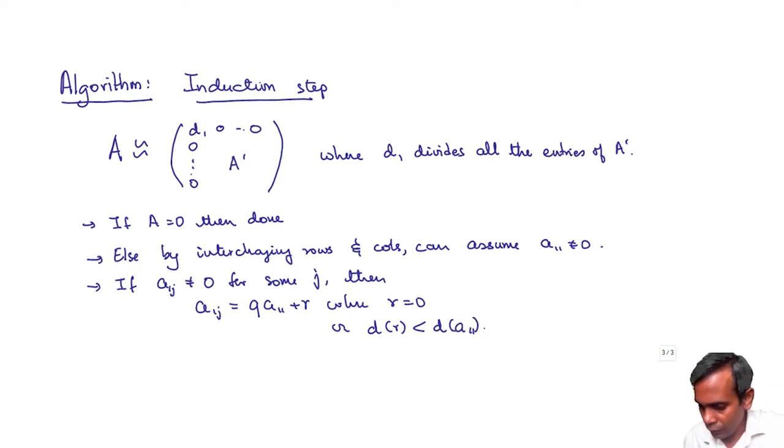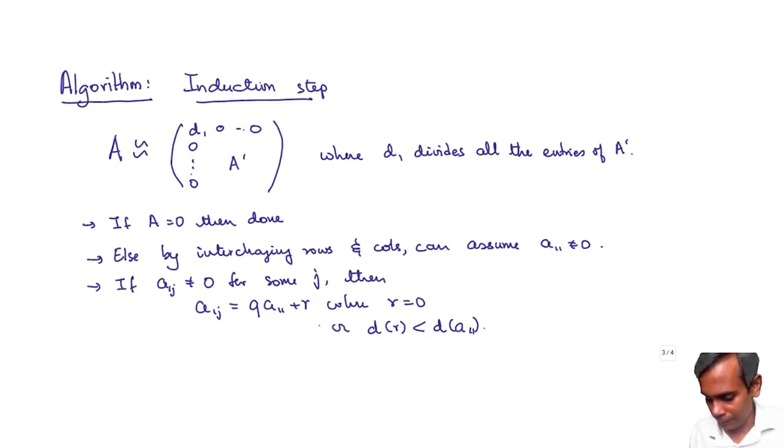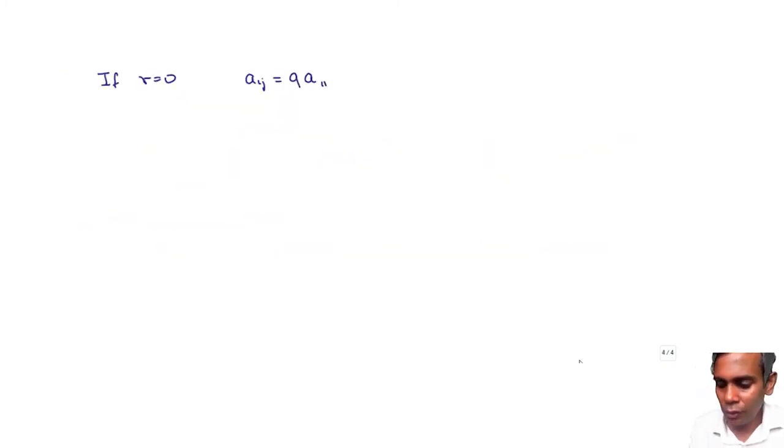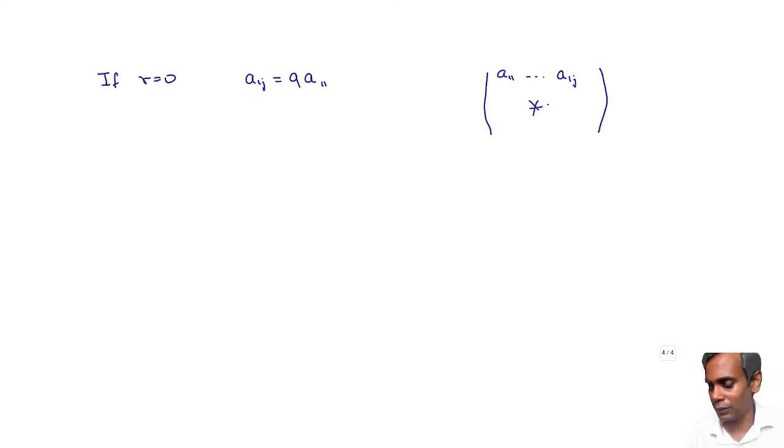Okay, so now if r is equal to 0, so what we have is A1j equals q A11. Right, that's what we are saying. So then what we can do is, so we have this A11 here, we have a bunch of stuff here, and we have A1j here. And so this is our matrix, and we have some stuff here, I don't really care. So if r equals 0, what you do is you perform the column operation, cj goes to cj minus qc1.